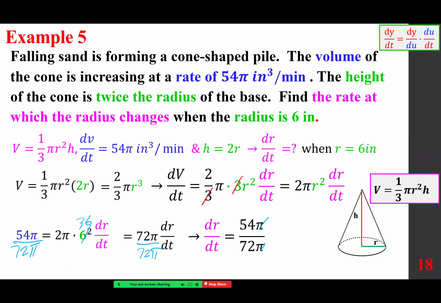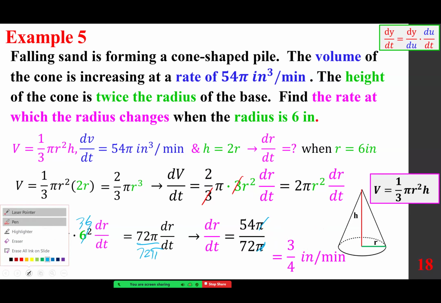The pi cancels out the pi's. 54 and 72 are both divisible by 18, giving 3/4 of an inch per minute as far as the units are concerned. The units of r over the units of time, inches per minute. So the answer is 3/4 of an inch per minute. So again, in short, it's important to read and reread, and be able to come up with the given symbolically, everybody.